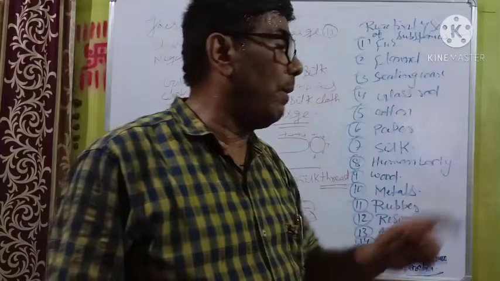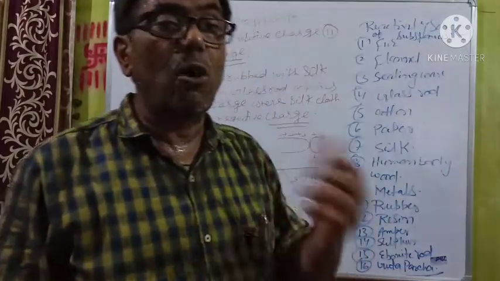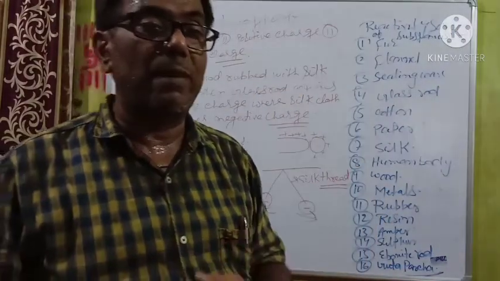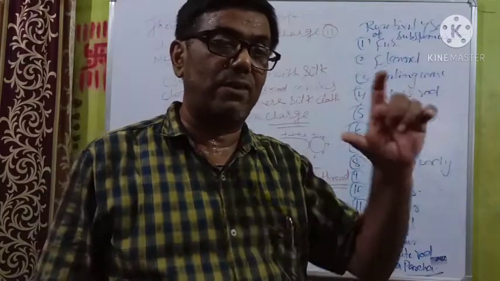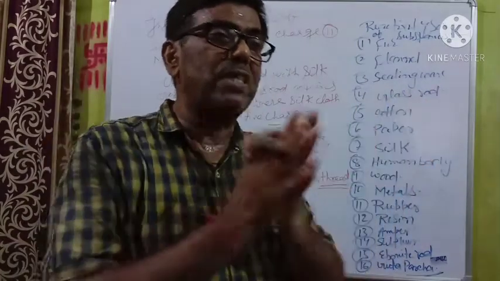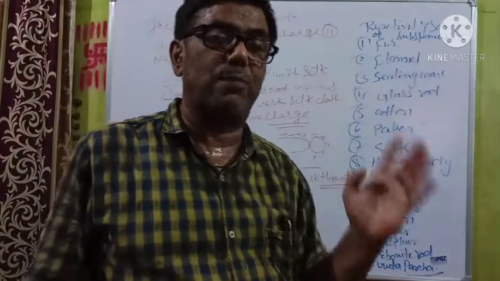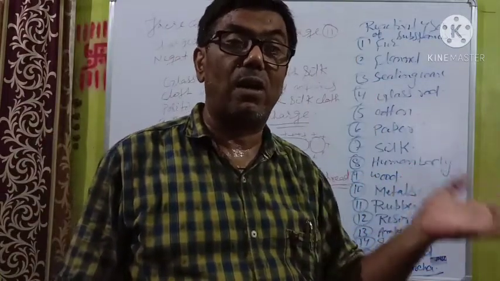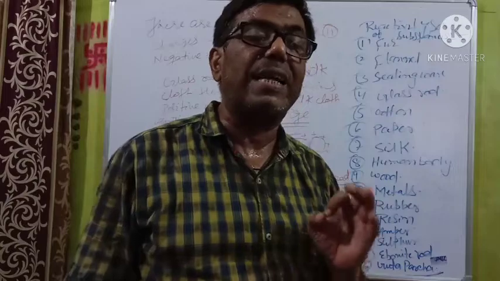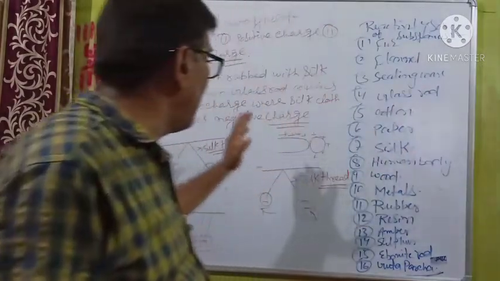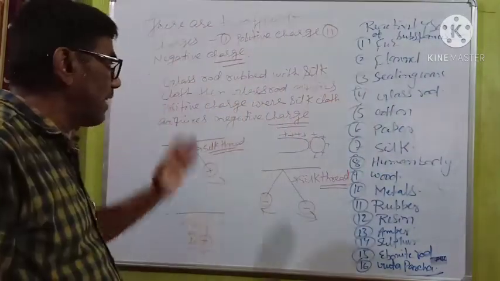So the charging of any substance depends on its position in the reactivity series. When two bodies are rubbed together, one object necessarily acquires the positive charge and the other acquires the negative charge. So these are the two types of charges.